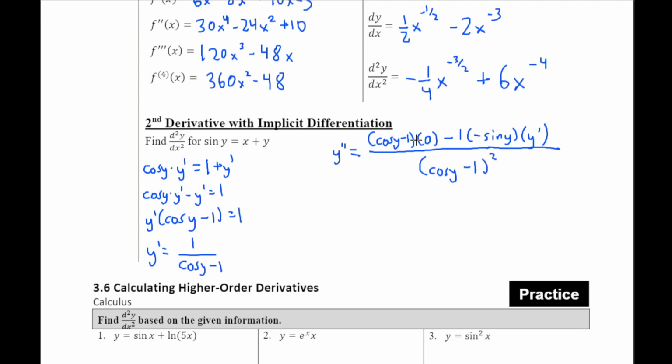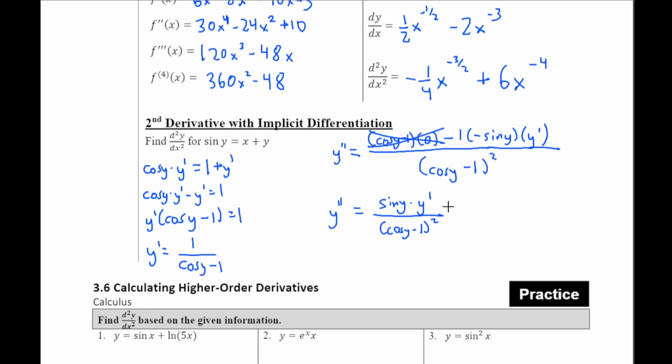You see how this all cancels out because they're multiplying by 0? And then let me just rewrite this first. Negative 1 times negative sine y is a positive sine y multiplied by y prime over cosine of y minus 1 squared. So now, why is there a y prime? That's kind of weird. Well, maybe not too weird. But y prime you actually just plug in from right here.